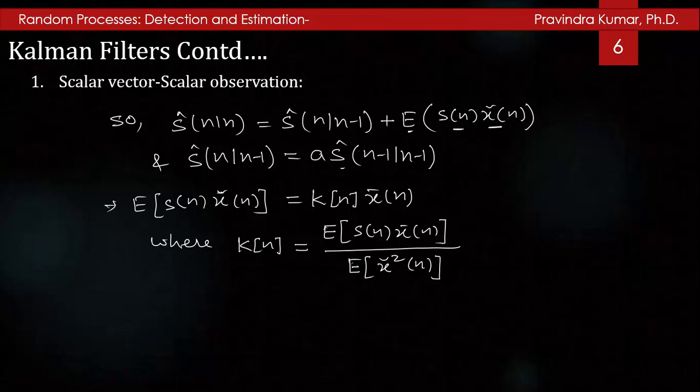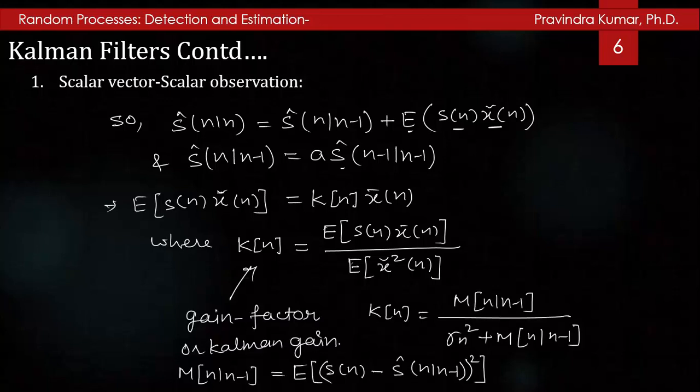Here Kn is the gain factor, or Kalman gain, and Kn can be written as M[n given n-1] divided by sigma n square plus M[n given n-1]. Here n given n-1 means n given n minus 1. This is the expected value of the whole square of S[n] minus S cap n given n-1, and this is M[n given n-1]. It is the minimum prediction MSE.